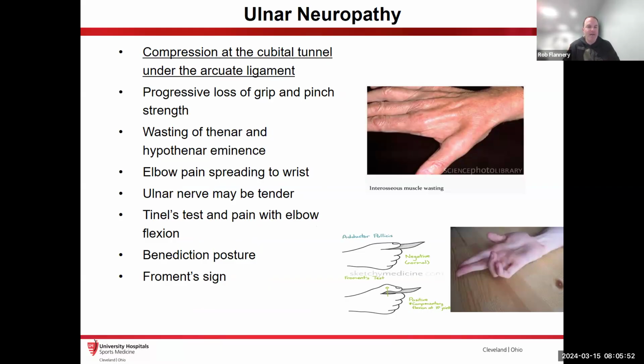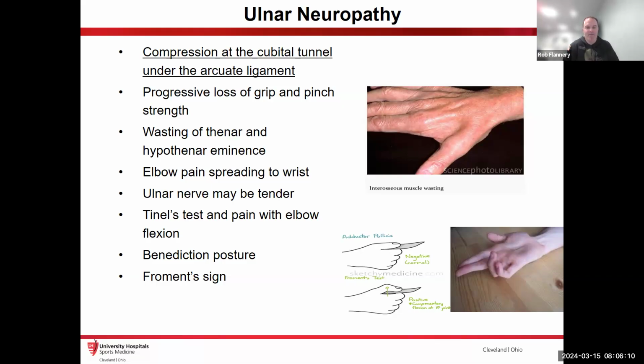The ulnar nerve may be tender. Tinel's test, pain with elbow flexion. So you can see that, and you really should do dynamic tests here just to see if you have any subluxing of the nerve that can cause, even though that's not compression, it can mimic it. So you want to make sure you check for that.